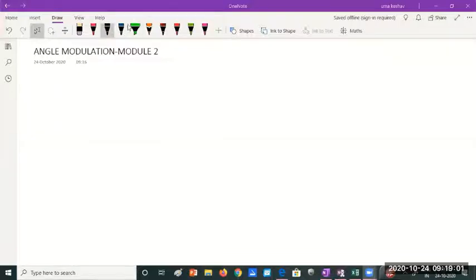With module 2, which is angle modulation. So the second module in your syllabus talks about angle modulation. What do you understand by angle?